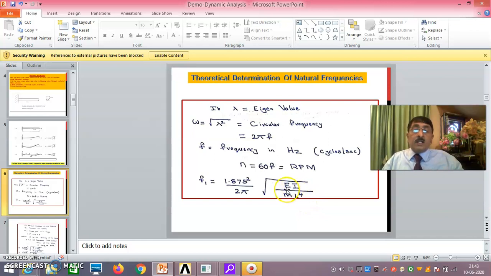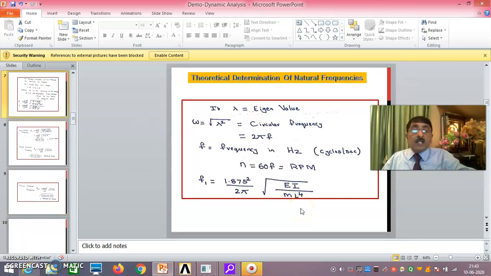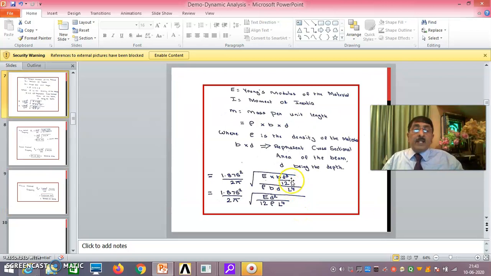Whatever they are given, you feed it. I equals BD cubed by 12. M is mass per unit length, that is density into area of cross section. Rho BD over L to the power of 4. This I have told you. E BD cubed by 12, rho is mass per unit length, rho B into D over L to the power of 4.